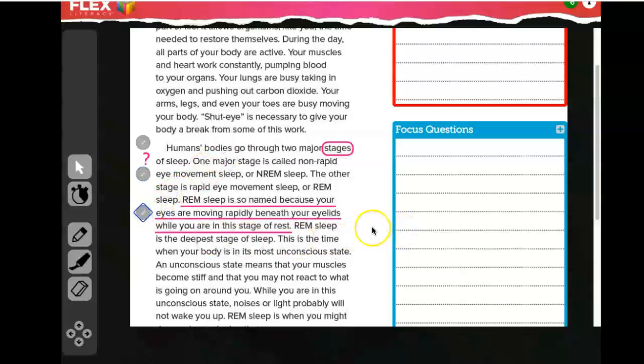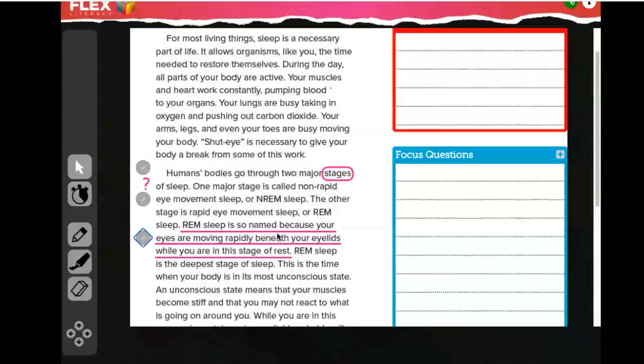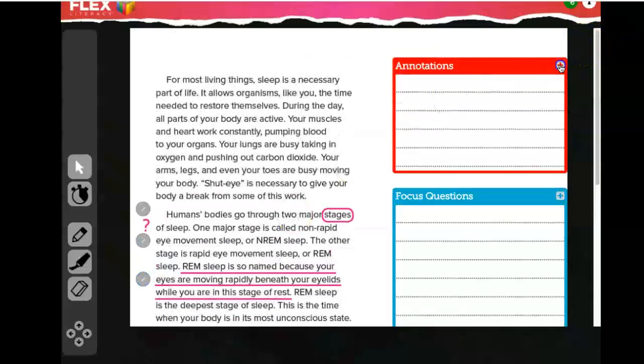And I'm going to underline the phrase, REM sleep is so named because your eyes are moving rapidly beneath your eyelids while you are in this stage of rest. That sounds kind of wild, doesn't it? So in the annotations box to the right, we would write stages of sleep, REM, NREM.